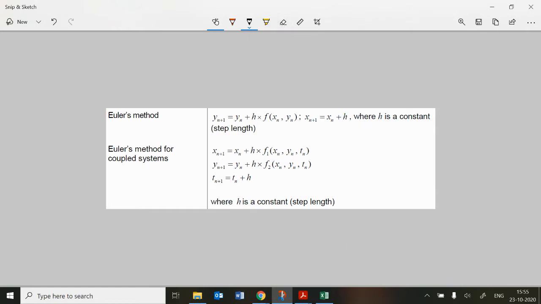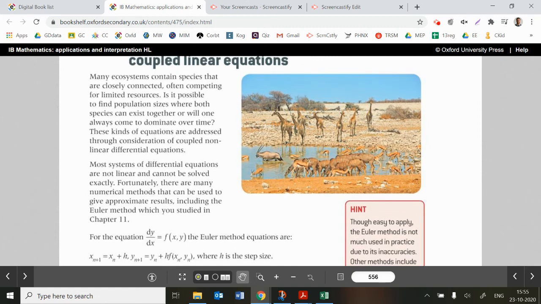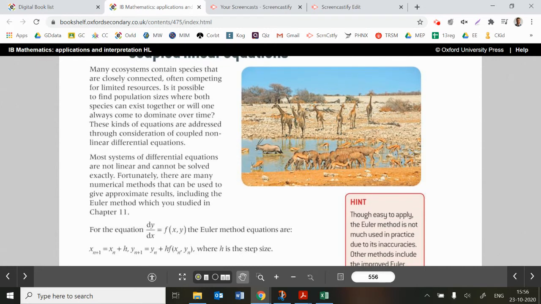Now, just before we do this example, let's have a look a little bit more at what they say in the book, because they talk about some context here. They say many ecosystems contain species that are closely connected, often competing for limited resources. Is it possible to find population sizes where both species can exist together, or will one always come to dominate the other over time?